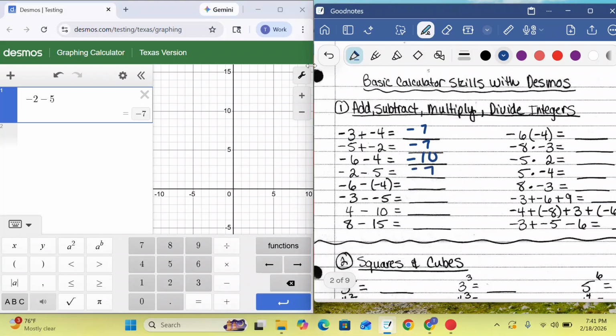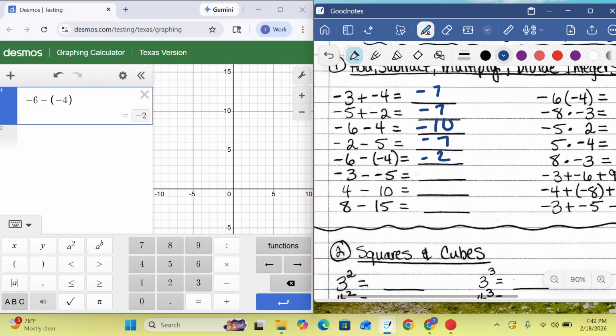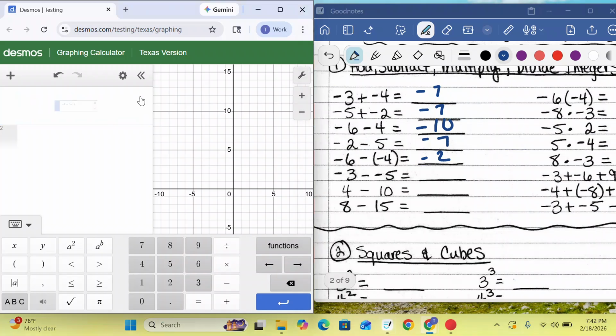Now the next problem, you see that we have parentheses, so we're going to have to input it exactly the way it is. And again, Desmos will do the work for us. -6 minus -4. Open parentheses right here, and then we're going to put the -4, close parentheses, and the answer is -2. So no longer do you have to know the rules to get the problems. Desmos will do all the work for us. The next one is going to be -3 minus -5. And the answer is +2.